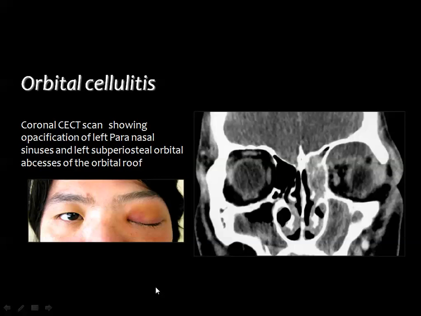You remember whenever we discussed the issue of orbital cellulitis, we said that this is frequently a complication of sinusitis, especially ethmoidal sinusitis, since the inflammatory process can gain access into the orbital cavity. One of the frequent complications is the development of what is known as subperiosteal abscess. And this is an example. You see a collection of pus which is marginally enhancing along the orbital roof, and you appreciate the ethmoidal sinusitis as well as the maxillary sinusitis.